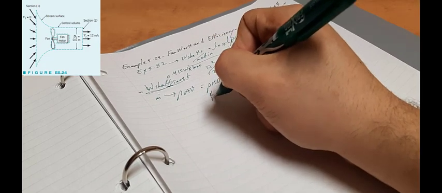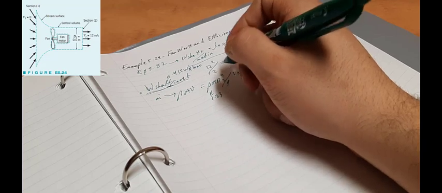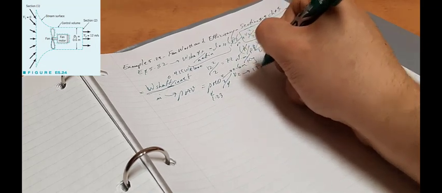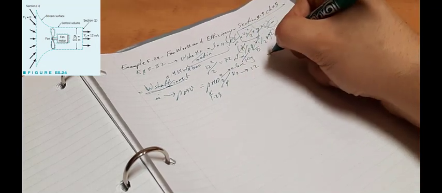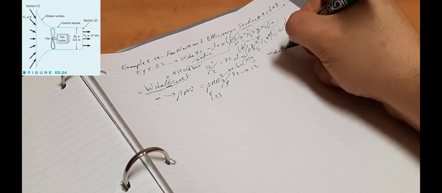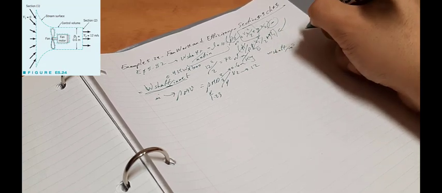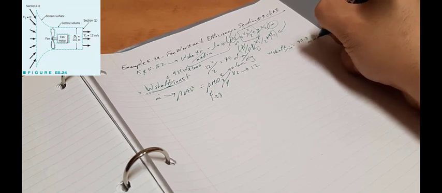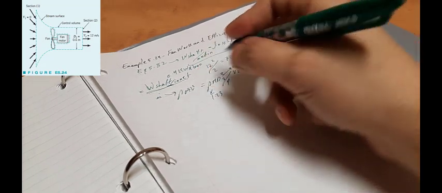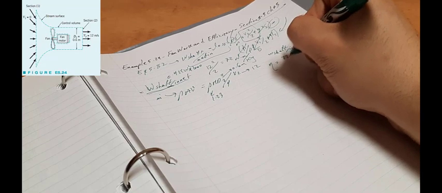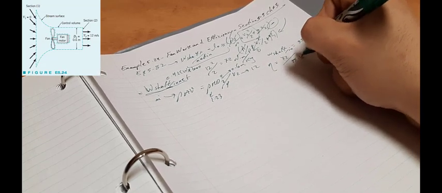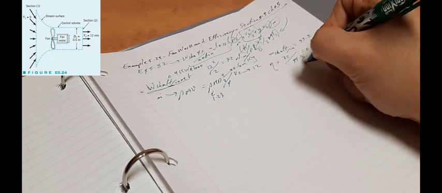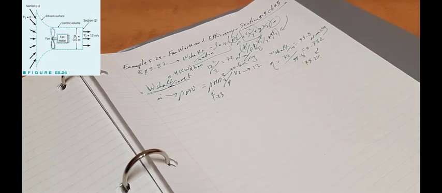And here we have 1.23. D2 is 0.6 meters and the V2 is 12. So the W shaft per unit of mass is equal to 95.8 Newton meter per kilogram. The efficiency is 72 divided by 95.8, which is 0.752, or in other words, 75.2%.